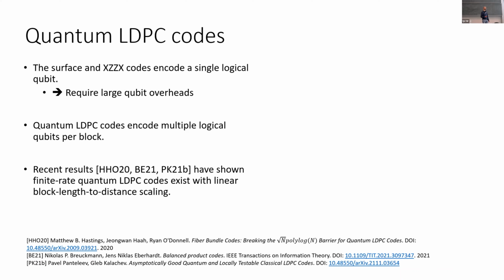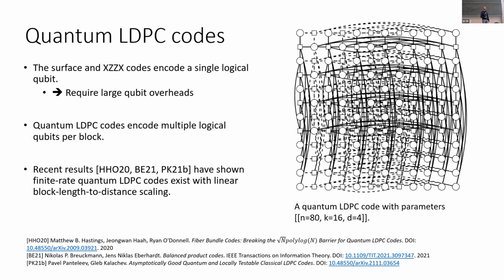However, there is some fine print, and that is that in going from topological codes to quantum LDPC codes, we lose the locality that we have with the surface codes. So here's an example of a quantum LDPC code that encodes 16 logical qubits in 80 qubits in total. And as you can see, the connectivity is complete spaghetti.